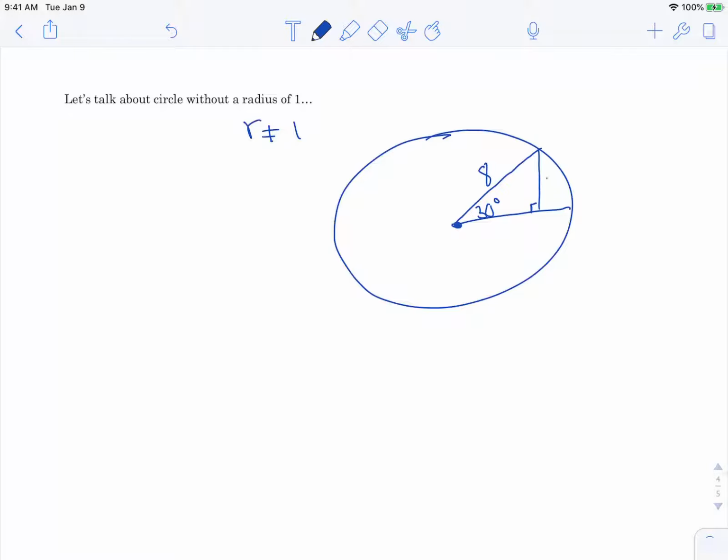So then I know this length over here has to be 4 because it's half of your hypotenuse, and your long leg has to be 4 root 3. Well, if I'm going to assume that my center of the circle is at 0, 0, that means this coordinate is 4 root 3, 4. But I'm confused because sine of 30 degrees is not 4, and cosine of 30 degrees is not 4 root 3, according to my unit circle.